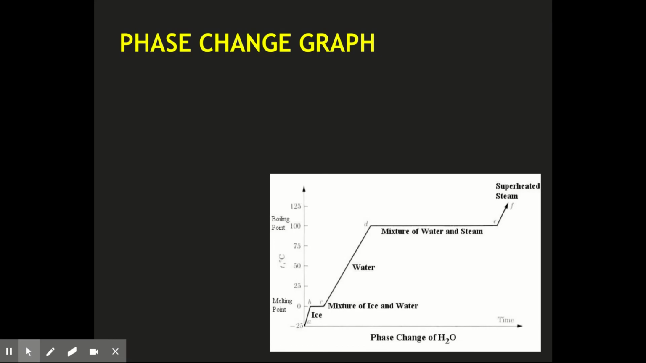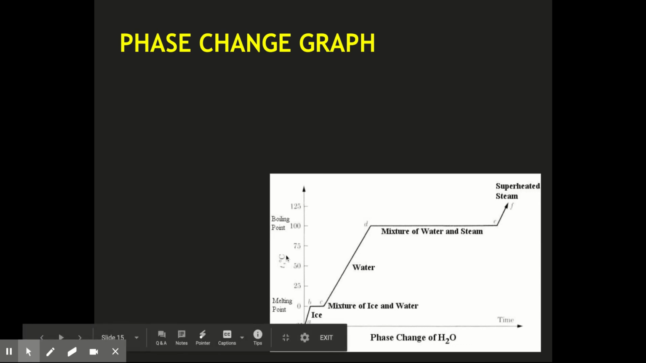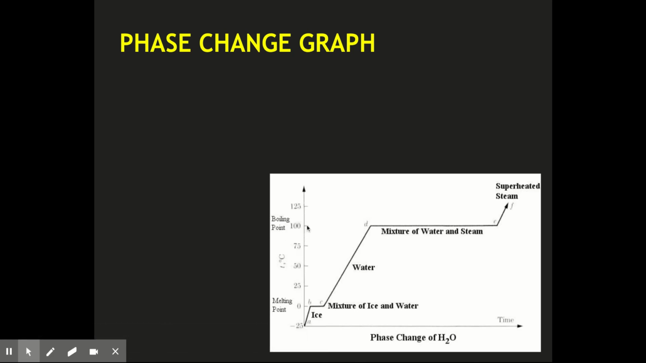Okay? And I want you to look down here really quickly before we start. So we have temperature in degrees Celsius. We have our melting point. We have our boiling point. Melting point is 0. Boiling point is 100. And I'm not going to take my arrow and go all the way. Well, I can come over here, I guess.